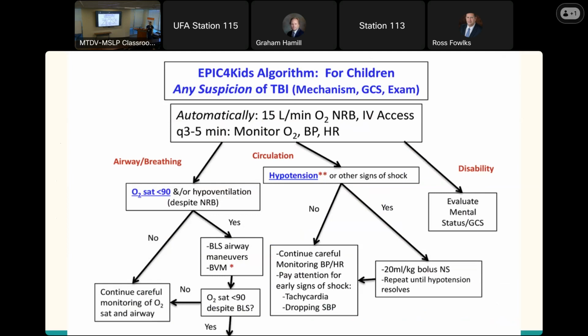Do you see a lot of head injuries? Fair amount? Okay. Mostly probably from MVCs, football. We got a lot of biking trails. Oh, yeah, okay.